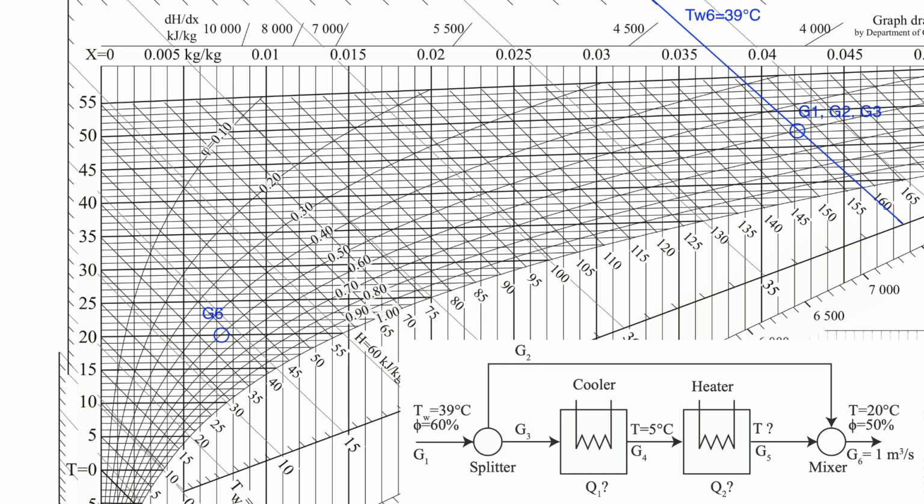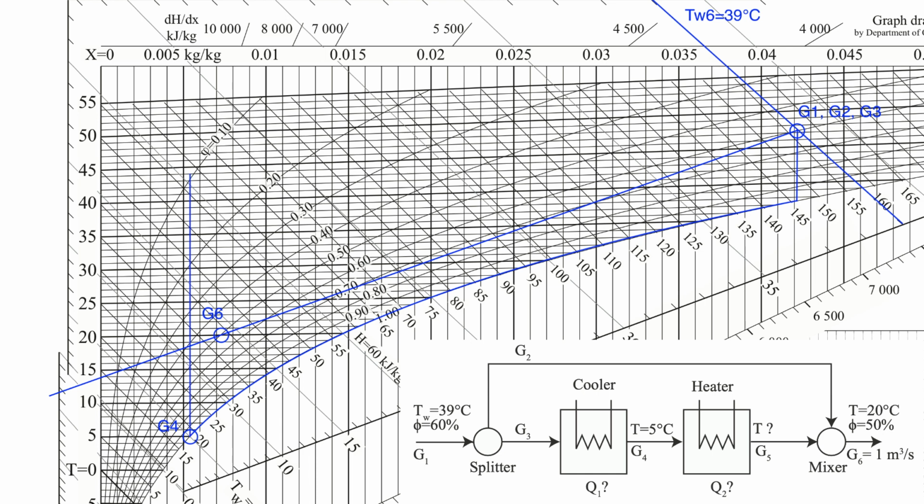Thus, we identify the state of G4 in the Mollier diagram and the path the air takes to get there. First down to the 100% relative humidity line, that is the dew point, and then it follows the 100% line all the way down to 5 degrees centigrade. We know that G6 is formed by mixing G5 with G2, so thus G5 must be on the same straight mixing line as G6 and G2.